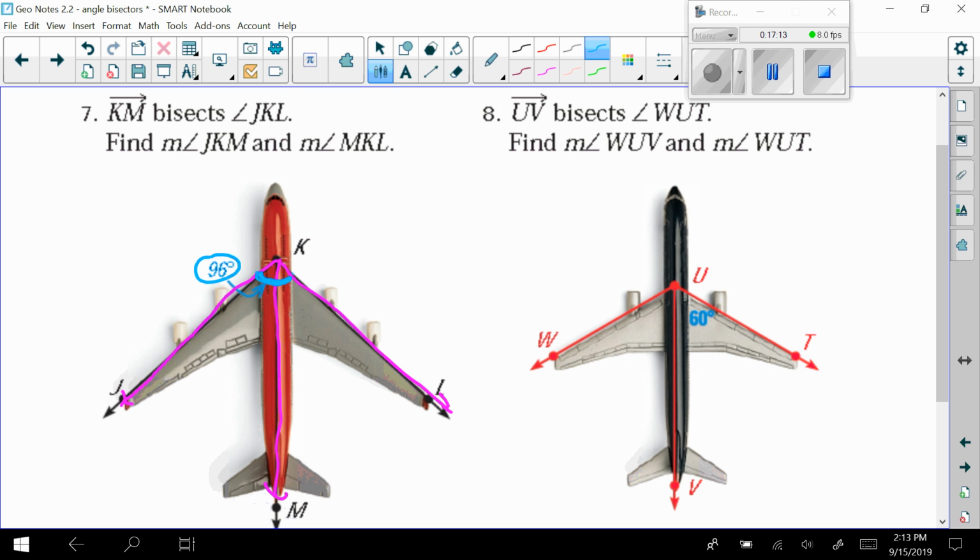Well, what does that tell us then? If we have to find the measurement of angle JKM, JKM is right here, right? Well, no, we can't see that. Let me try again.